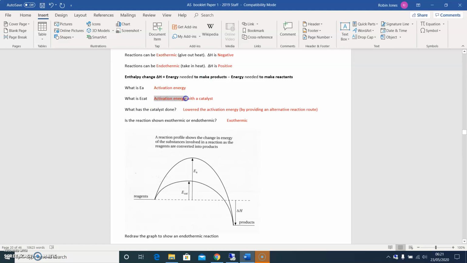ECAT is the activation energy, the minimum amount of energy for it to make a reaction happen when a catalyst is present. Remember, a catalyst can speed up a reaction, although we've got a different definition for a catalyst in a minute.